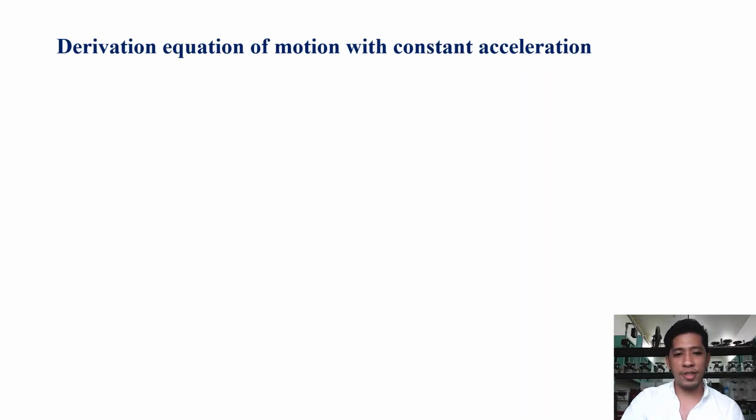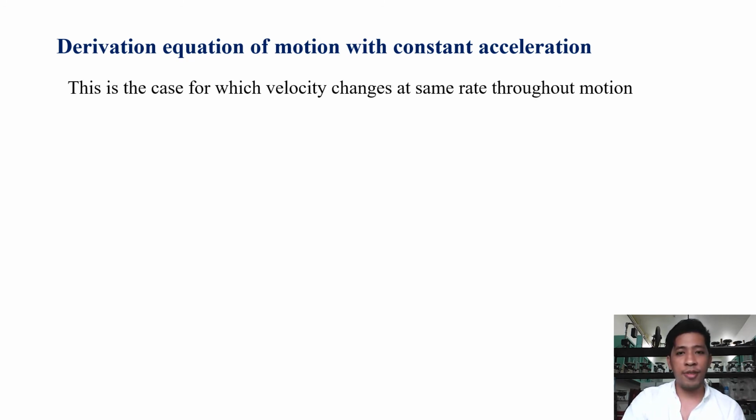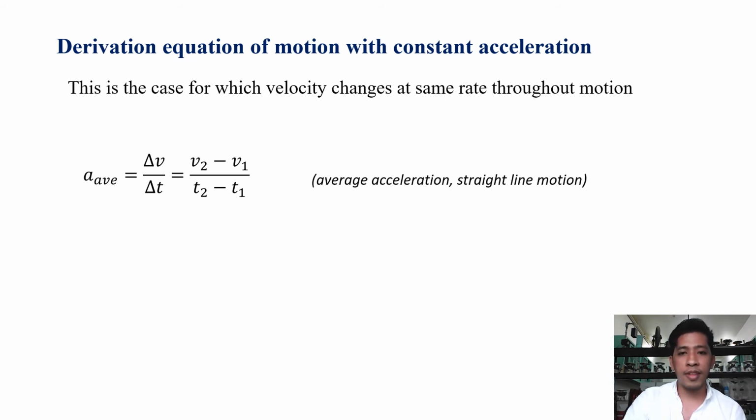We have 4 equations used to describe motion with constant acceleration. In this section, you're going to derive these 4 equations. Again, motion with constant acceleration is the case only for which velocity changes at the same rate throughout the motion. We can start with the average acceleration formula. We have your average acceleration is equal to delta v over delta t, which is equal to v2 minus v1 over t2 minus t1. This is the average acceleration along a straight line motion.